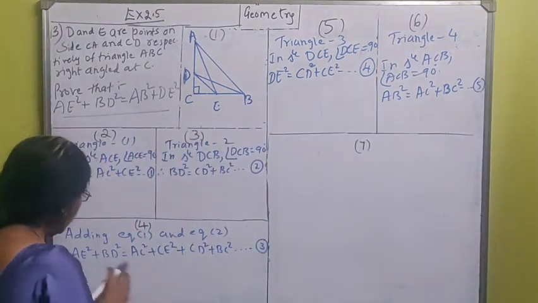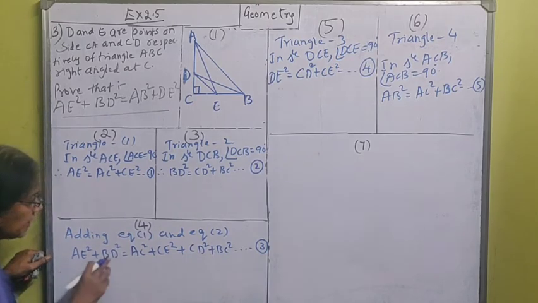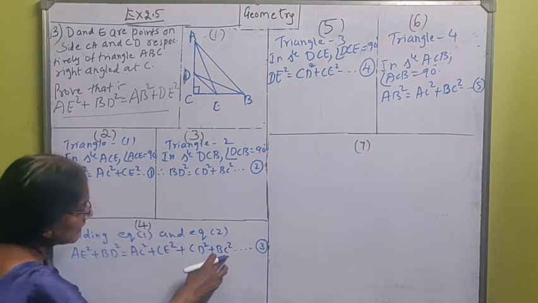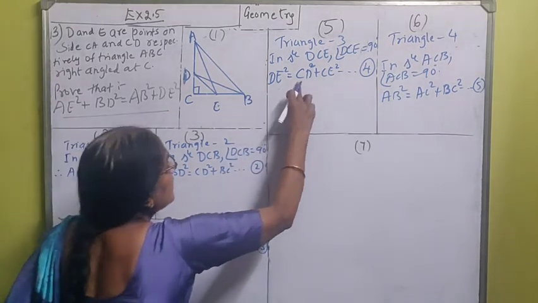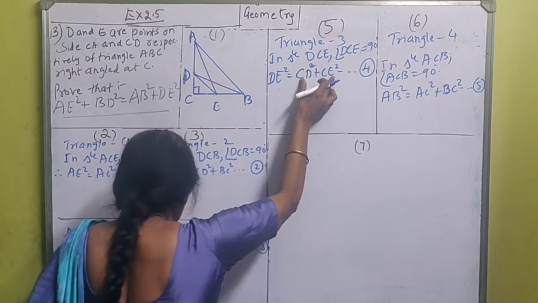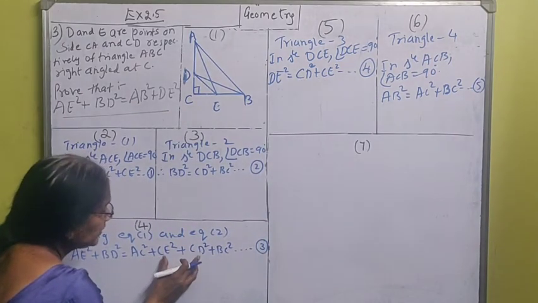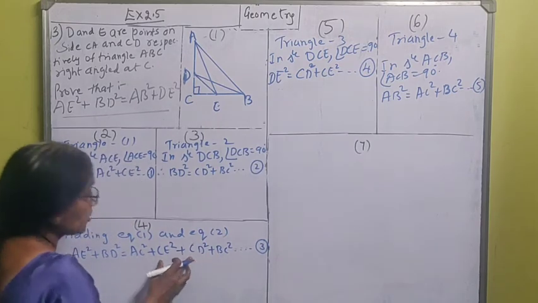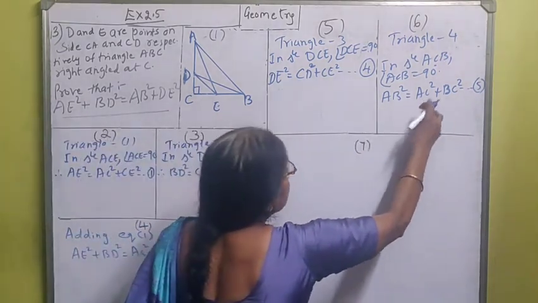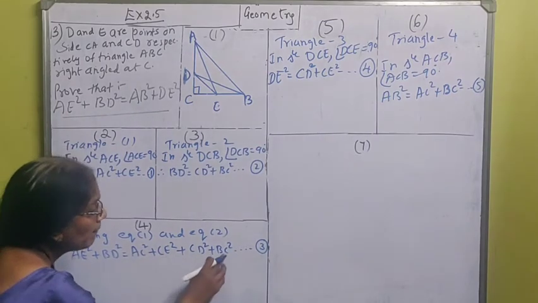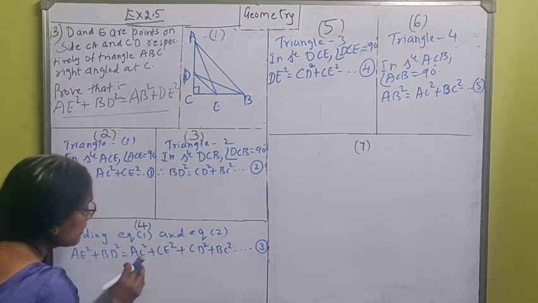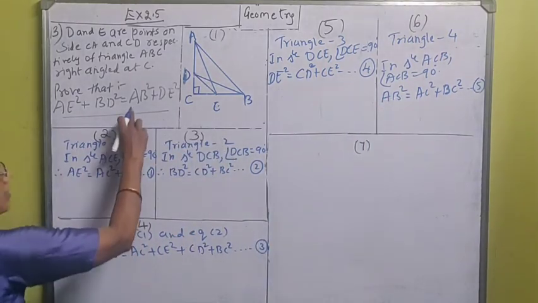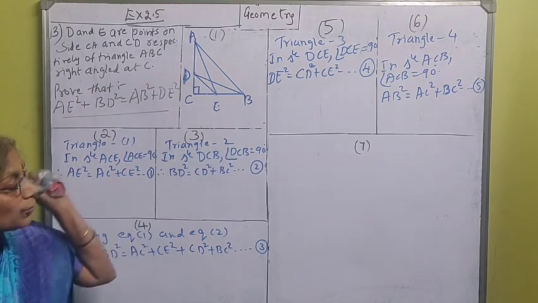Okay. Now see your equation number 3: AE square plus BD square is equal to AC square plus CE square plus CD square plus BC square. Now look over here. CD square and CE square are there in this equation? Yes. If I keep these two together, I will get DE square. So I have to arrange this equation. See the fifth equation, AC square plus BC square is there. If I arrange AC square plus BC square together, I will get AB square. And here what I have to prove is AB square plus DE square. So I got it. So what I am going to do?